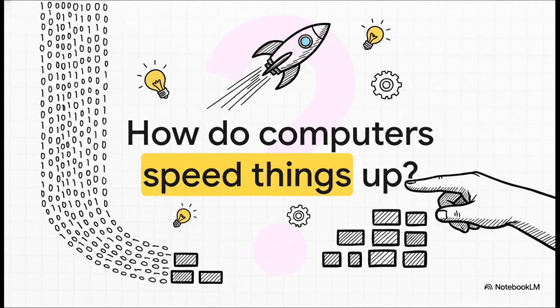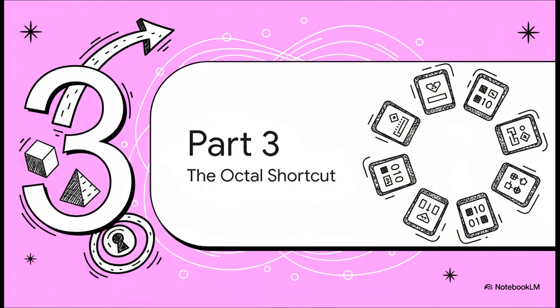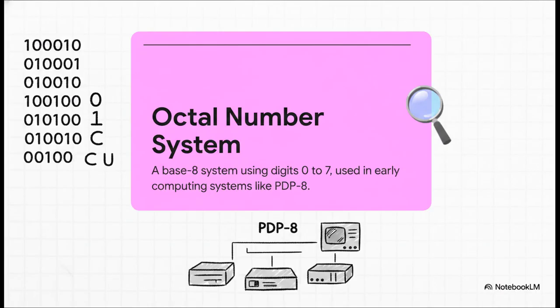How do we speed things up? How could early computer scientists and programmers possibly make these giant, endless binary codes shorter and just easier for humans to handle? Well, let's look at part 3, octal, the 8-digit shortcut. The answer is actually pretty genius. They invented secret shortcuts. Programmers quickly realized they needed a much faster way to group all those ones and zeros together.